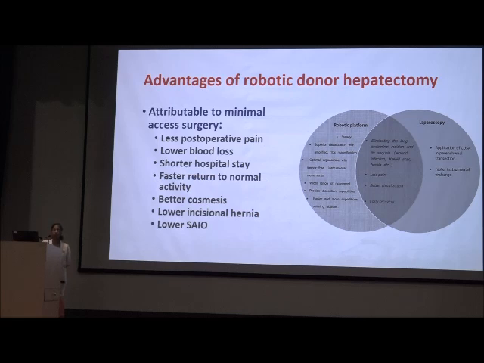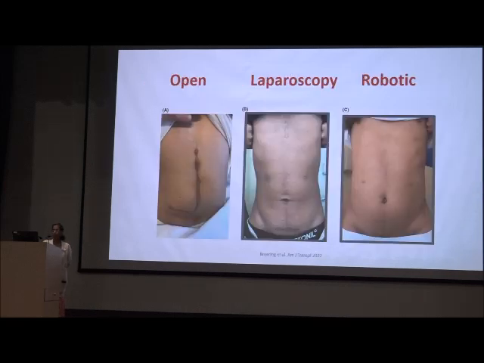So patients are likely to have lower pain, shorter hospital stays, lesser blood loss, faster return to normal activity, better cosmesis, lower rates of incisional hernia, and also of subacute obstruction. This is an image which shows the traditional Makuchi incision and the scar following that in open surgery. These are the scars of laparoscopic and that of a robotic surgery.